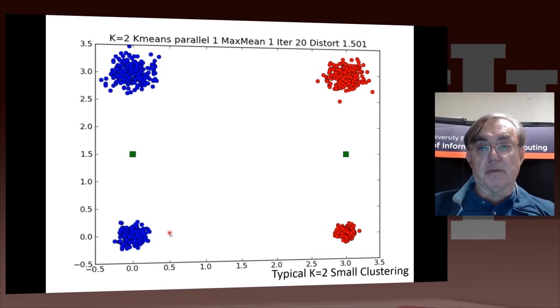So this is what you'd expect to actually have got. This is again k equals 2 with 20 iterations. In this case here, it's got the 2 and 2, which I guess I would have expected to be the natural solution.